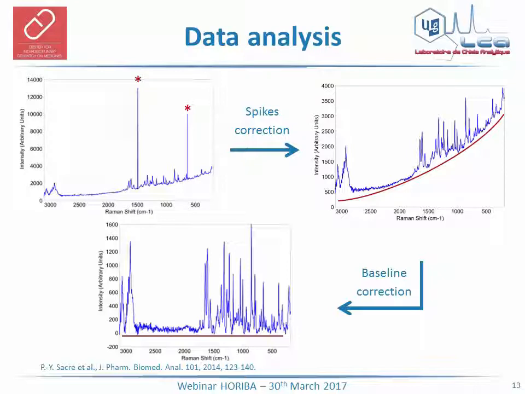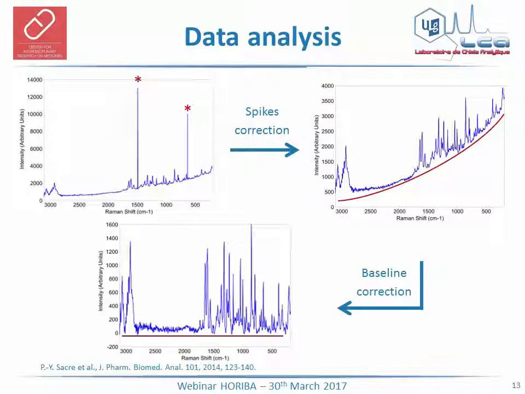On this slide, 2 examples of pre-processing are illustrated: spike correction from left to right and baseline correction from up to down. Raman spectra and more generally spectra acquired with a charge-coupled device CCD detector are likely to be contaminated by cosmic rays. These highly energetic subatomic particles from space may hit a CCD pixel and saturate it, providing a single, unusually high intensity value.